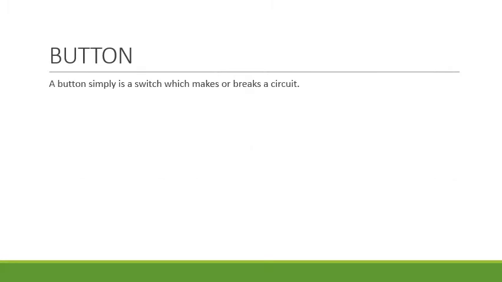A button is simply a switch which makes or breaks a circuit. So I want you to look at it like this. A button is a device where it can join two wires together or break two wires. Just look at it like that. I will show you how it looks like in the next slide. There are various kinds of buttons.